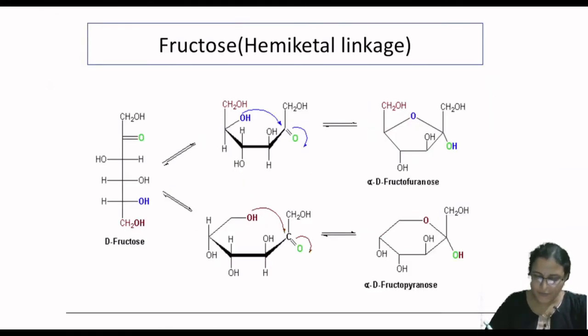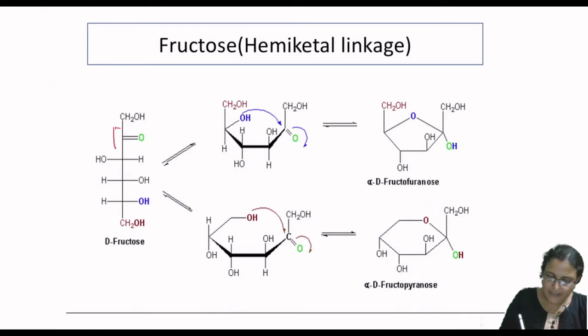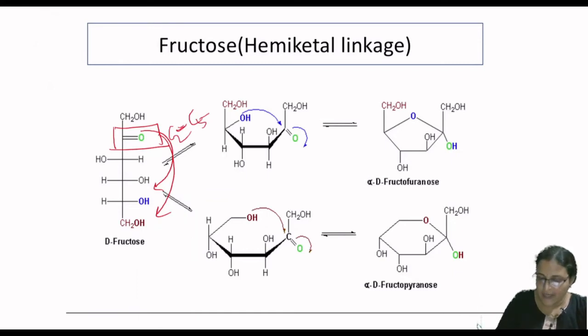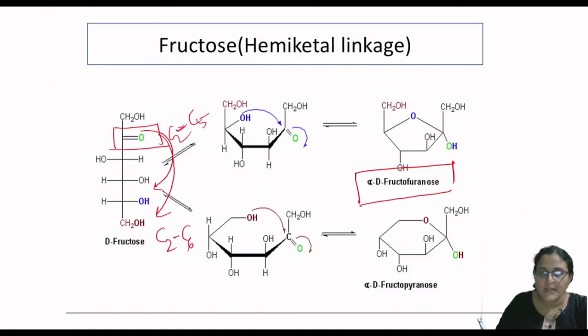Similarly, in fructose, the C2 keto group can react with the C5 hydroxyl group or the C6 hydroxyl group. If C2 reacts with the C5 hydroxyl group, we get alpha-D-fructofuranose, and if the C2 keto group reacts with the C6 hydroxyl group, we get the fructopyranose form. In fructose, the fructofuranose form is more stable.